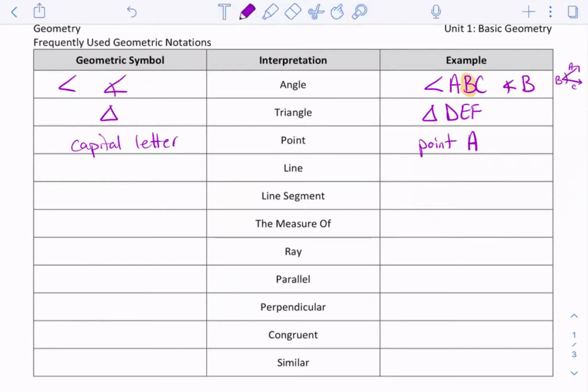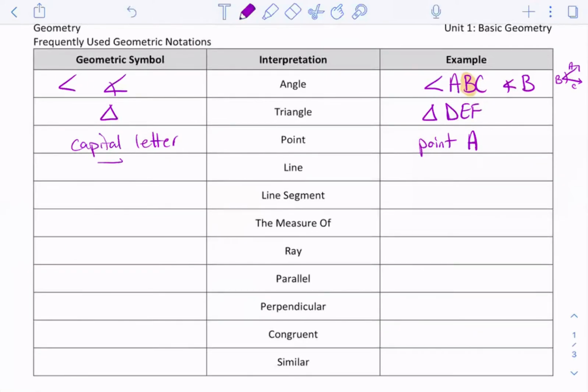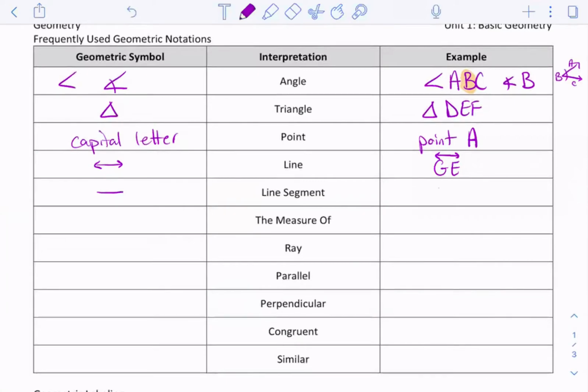A line looks like this, and has to have arrows on the end. So if I'm talking about line GE, it would be like this, versus a line segment, which will not have arrows at the end. So I might say line segment DR.